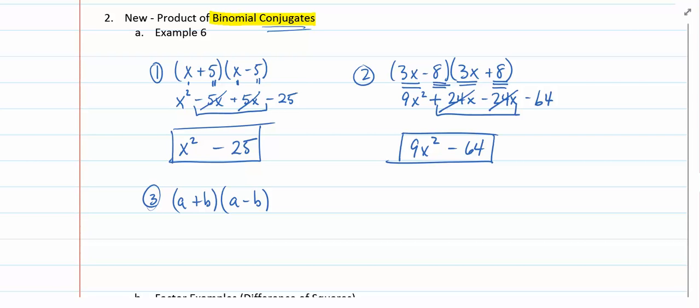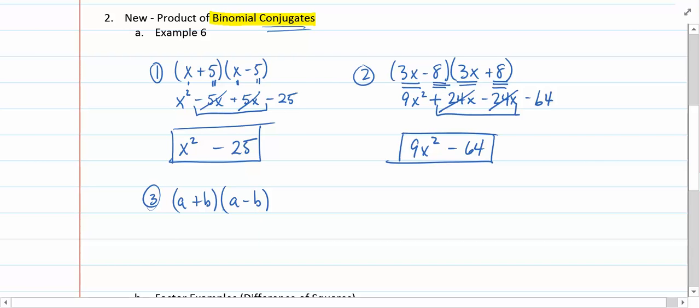Part 2 of day 20, we're going to summarize the product of binomial conjugates. Again, we talked about in the last video, when two binomials multiply together, we use the FOIL process. And when those binomials are conjugates of one another, we're starting to see a pattern form in their end result. So in general, we'll use a and b here to represent our two binomials in a conjugate pair.